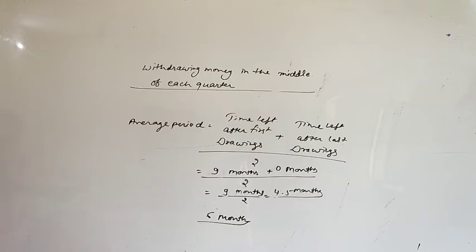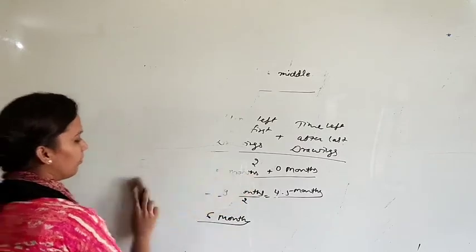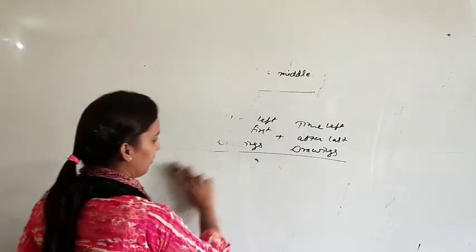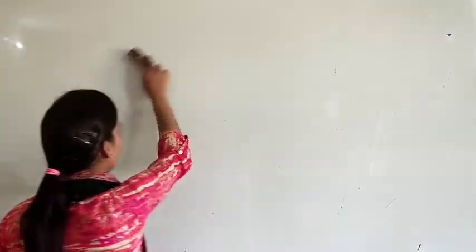Yes, see question number 27. Calculate the interest on drawing of Mr. Aditya at the rate of 8% per annum for the year ended 31st March 2016 in each of the following alternative cases. Case number 1, if he withdrew rupees 5,000 in the beginning of each quarter. Same thing, that first of all you will find average period and then you will find the interest.